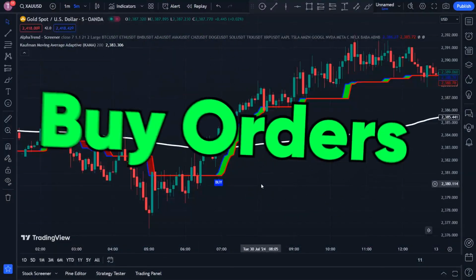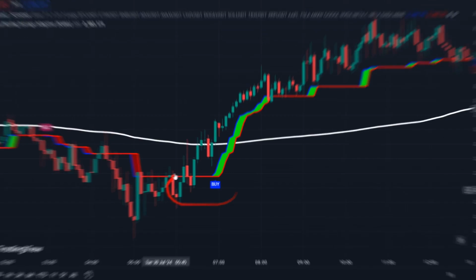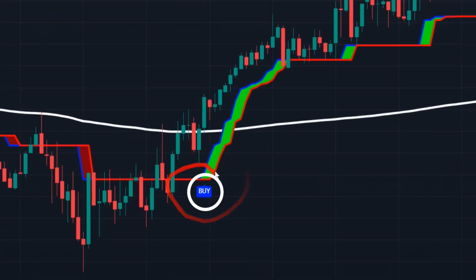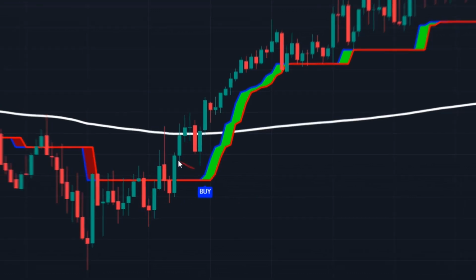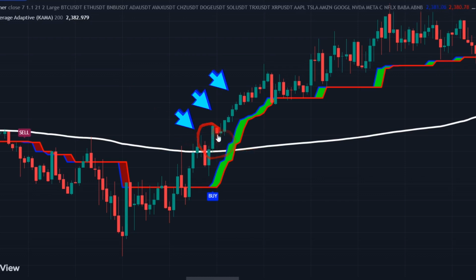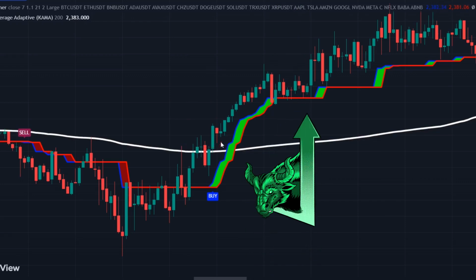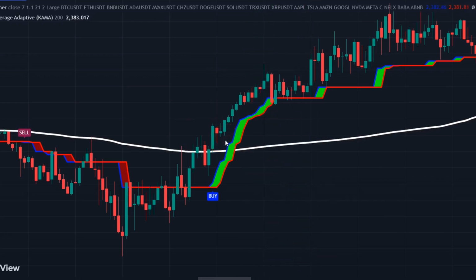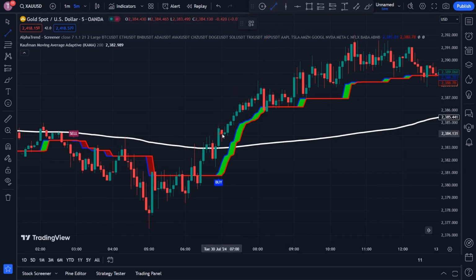Let's start with the buy order. First of all, we need to look for a buy signal on the chart, which the alpha trend indicator does for us. Then we need to make sure that this buy signal is valid. This is where the second indicator, Kaufman, comes into play. With the help of this indicator, we make sure that at this point, the candles are above the moving average line, indicating a bullish and continuing trend. If these 2 conditions are met, we realize that we have found the right entry point.